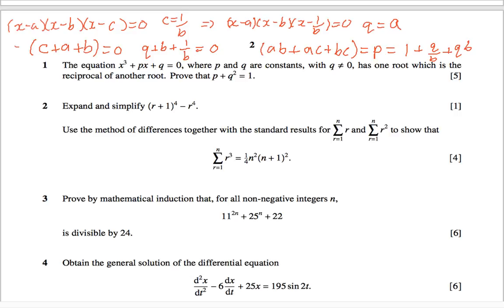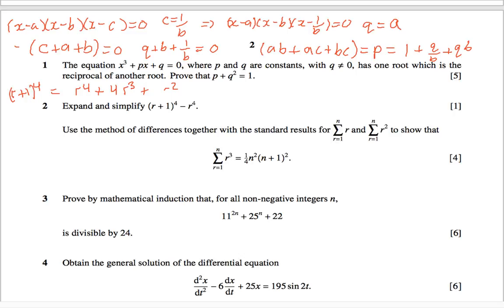Okay? Right, for the next one, expand and simplify this. Well, that's pretty simple if you just remember binomial expansion. So if you remember how to expand r plus 1 to the 4, I'm going to write this out because it's useful for the next part of the question. You get an r to the 4, obviously, plus a 4r cubed plus, sorry, a 6r squared.